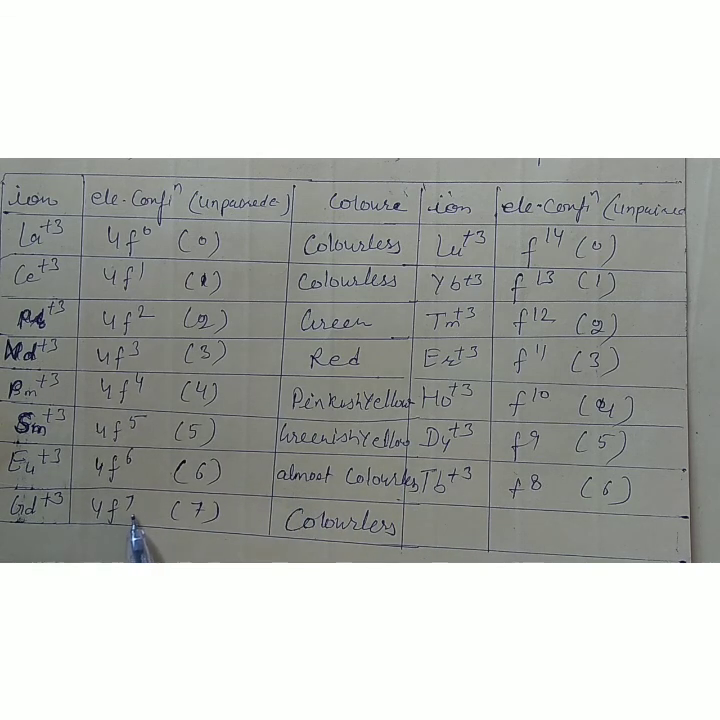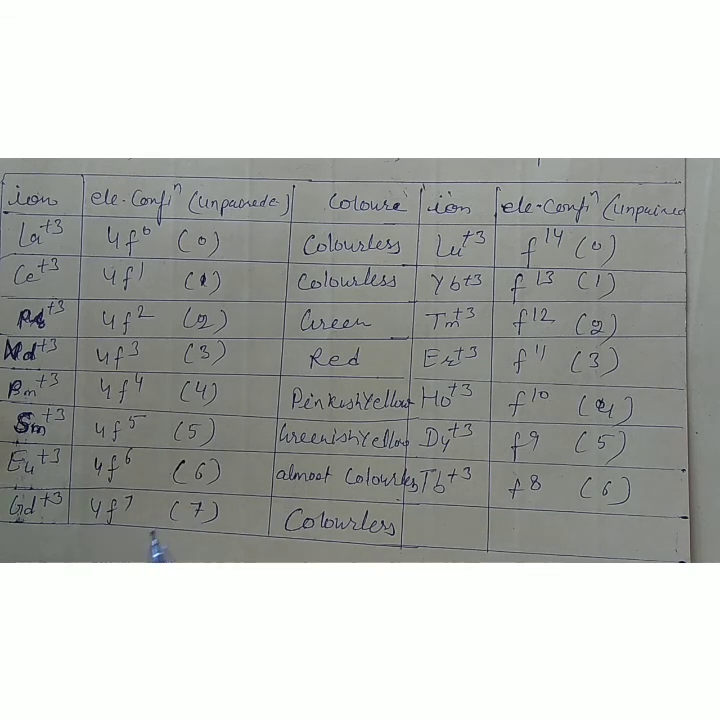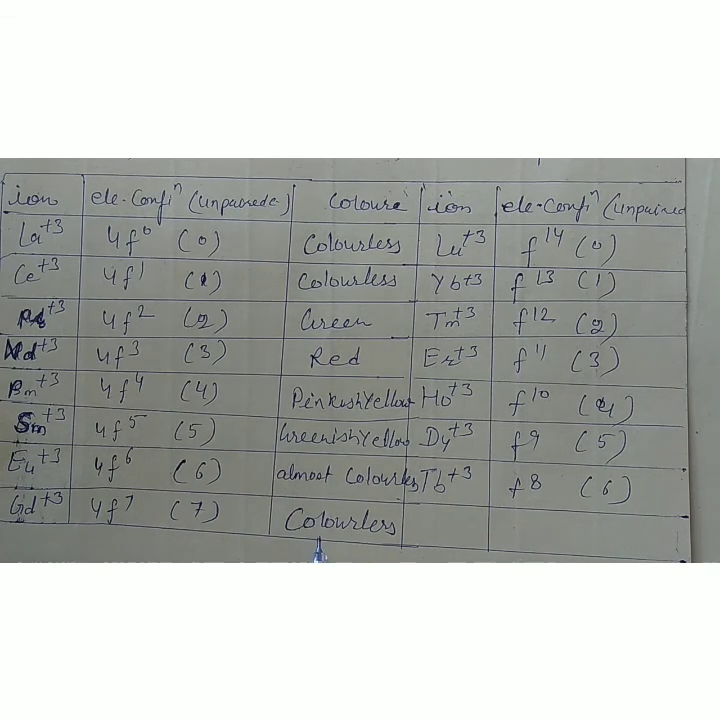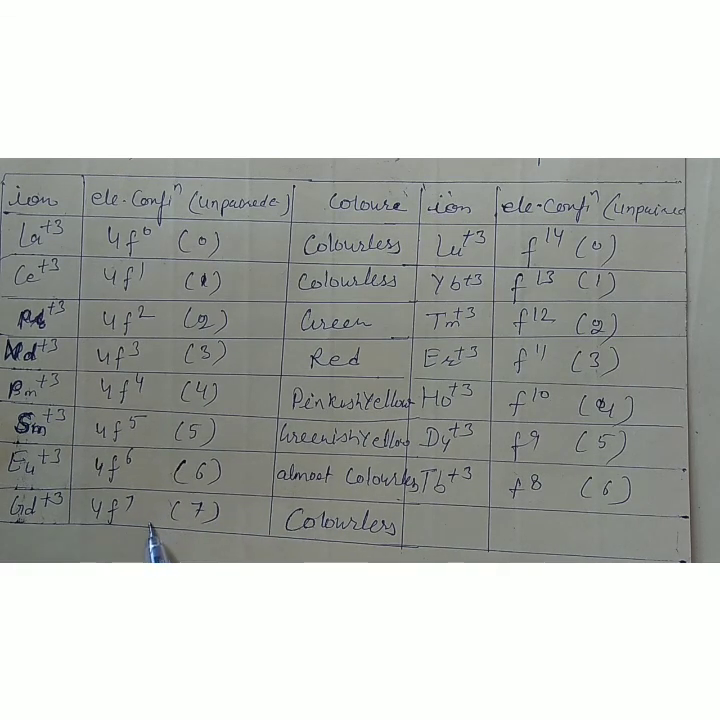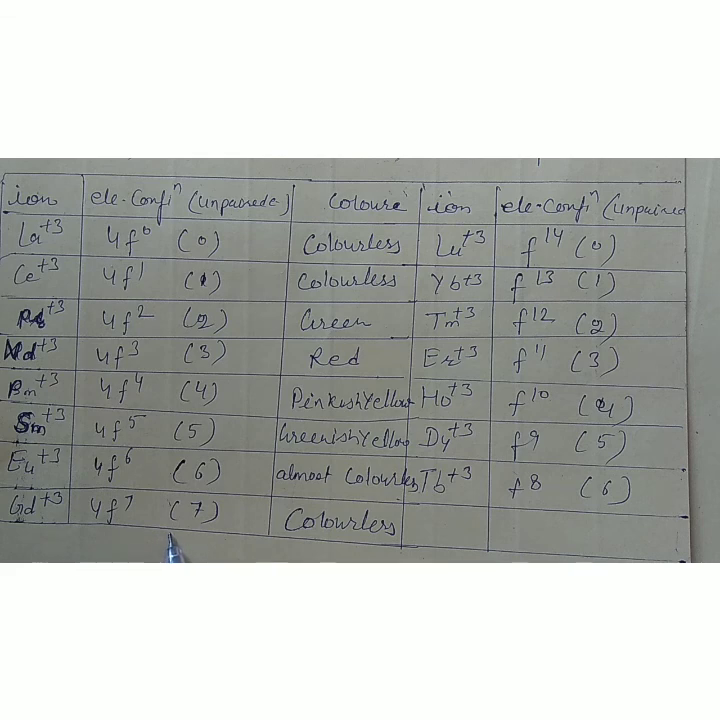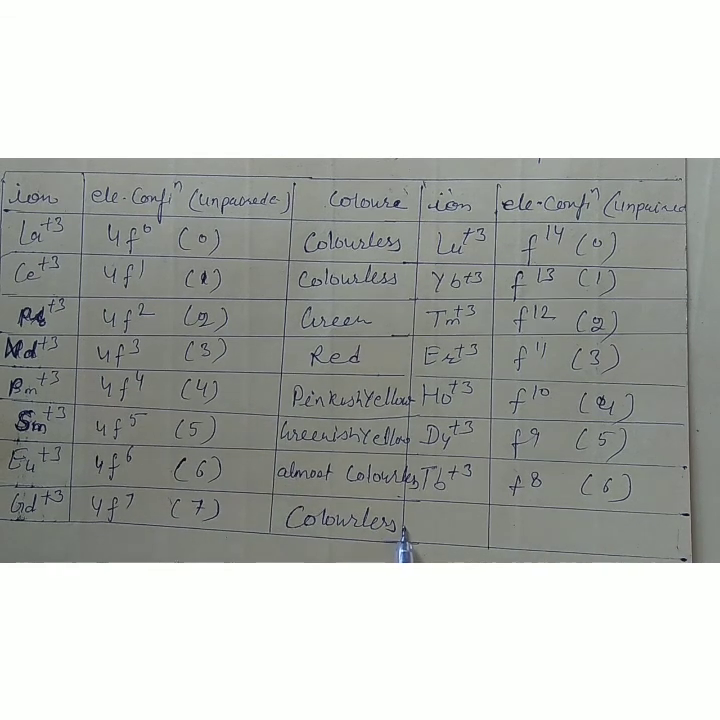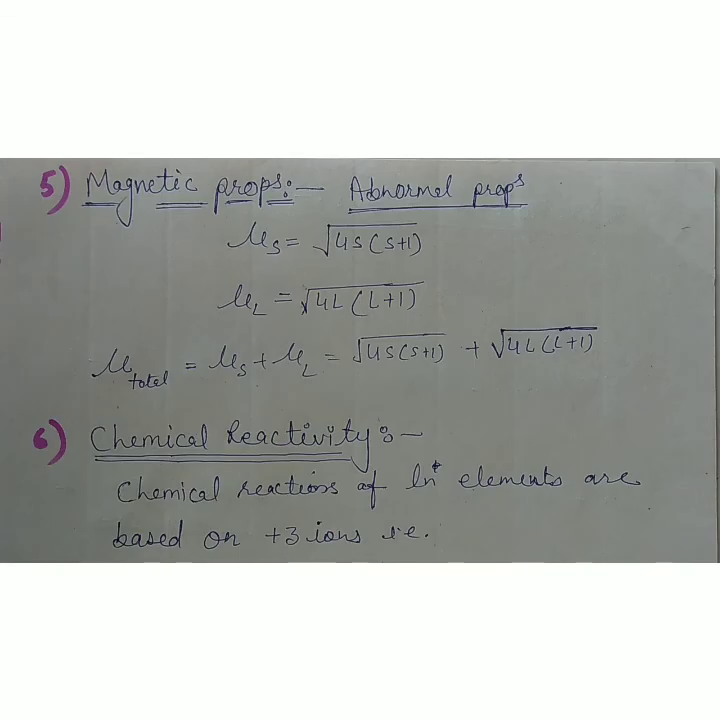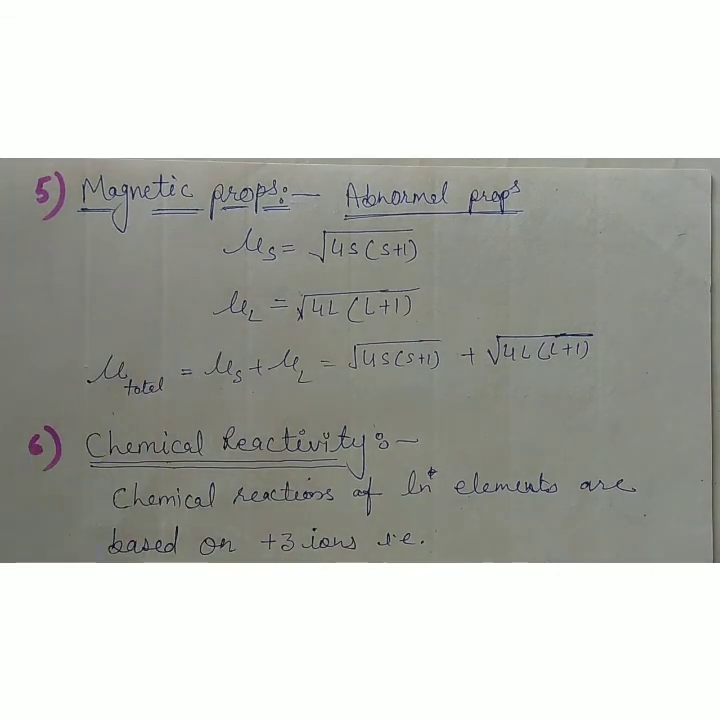F7, Gd plus 3: 7 unpaired electrons are present. So we can assume that it will be very dark in color, but it is colorless because the electronic transition occurs with energy absorbed from the UV region. We can't see the UV region, so it is colorless in nature. These are the colors of different ions. Clear? Next, we will discuss magnetic properties.